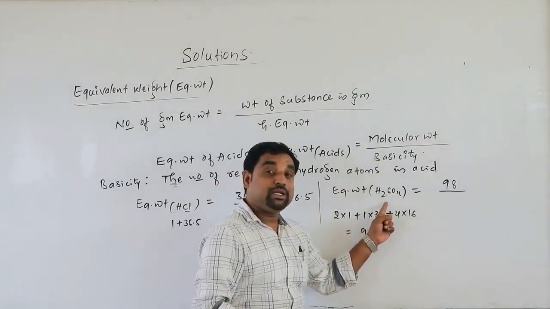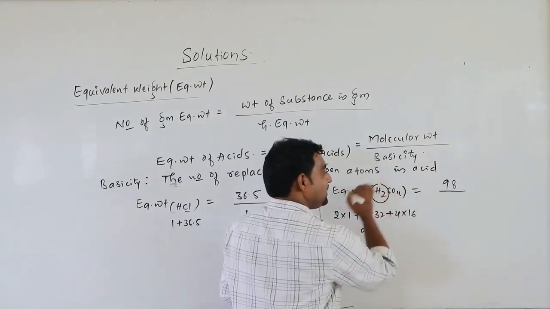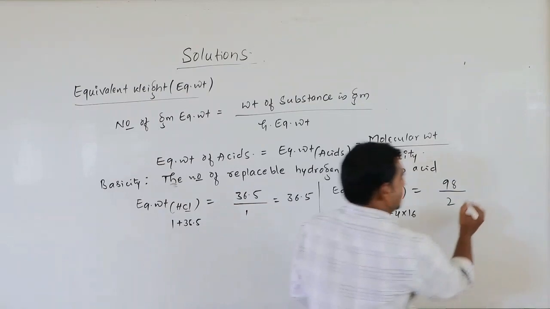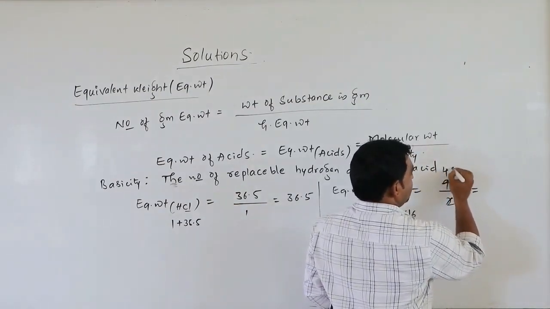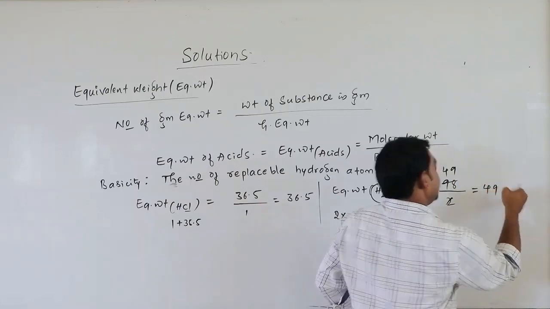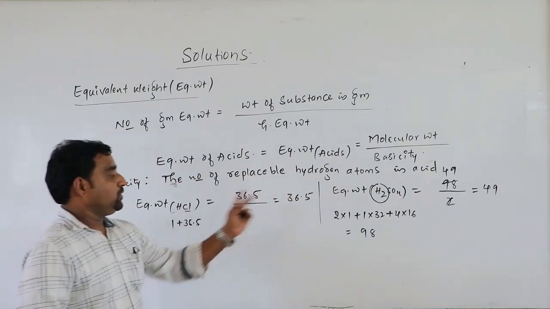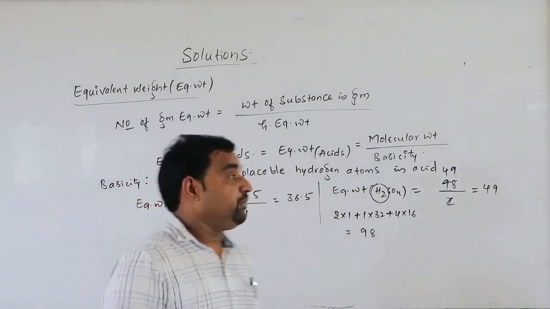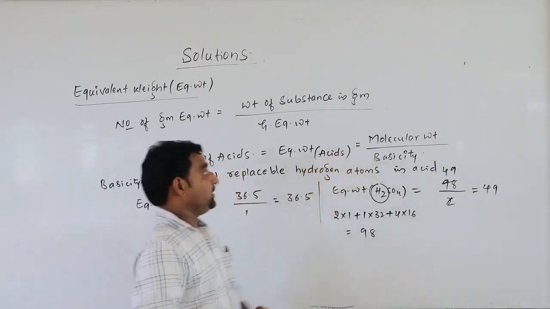How many replaceable hydrogen atoms are there in H2SO4? There are 2 replaceable hydrogen atoms. Hence we have to divide by 2 here. 98 divided by 2 is equal to 49. This is the equivalent weight of acids like H2SO4 and HCl. You can calculate the equivalent weight of different acids by using the molecular weight divided by basicity.